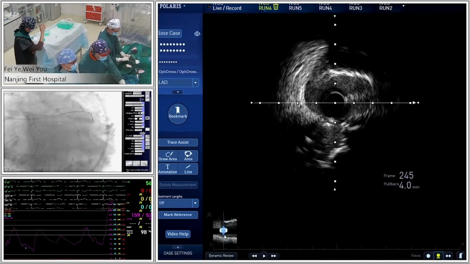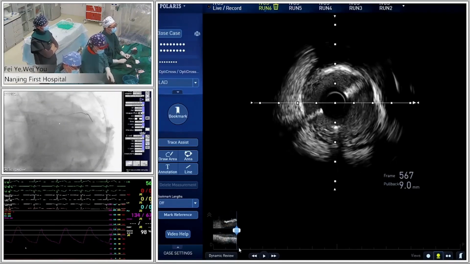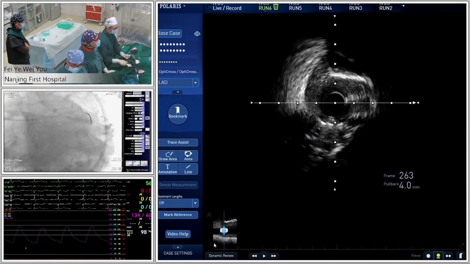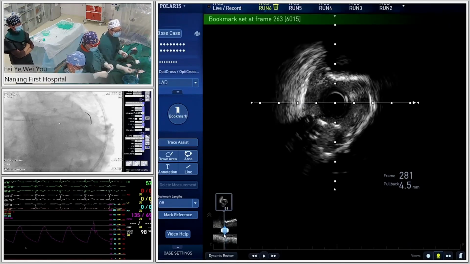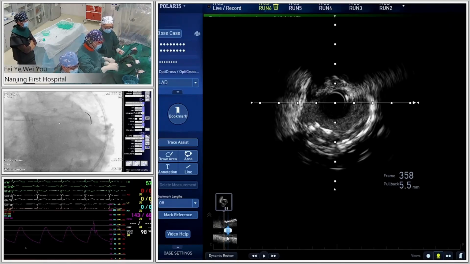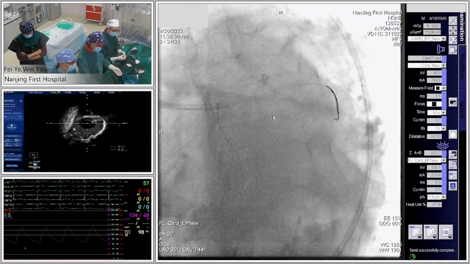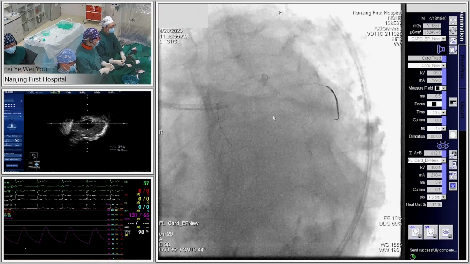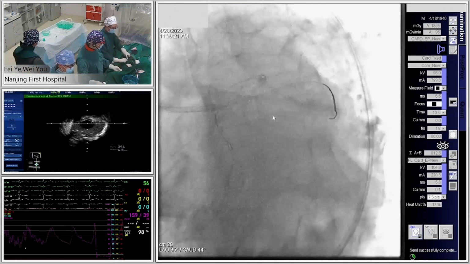Give me a 3.5 NC balloon first. So first an NC balloon according to the middle LAD, and another NC balloon to the diagonal. Chief Hopper, I'd like to use the 3.0 balloon for the diagonal. According to the reference diameter of the diagonal, 3.0 is okay, or 2.75. 2.75 is okay, because according to the IVUS. Okay, give me 2.75.